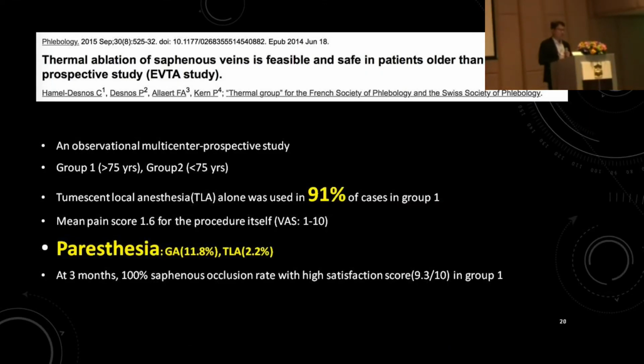From this study, Phlebology 2015, thermal ablation of the saphenous vein is feasible and safe in patients even older than 75 years. In this study, around 91% of patients used tumescent anesthesia only. Let's take a look at the complications. Tumescent anesthesia had just 2.2% complications, compared to general anesthesia at around 12%.